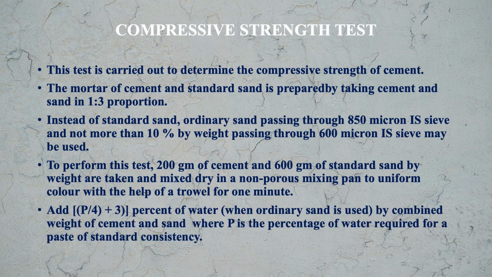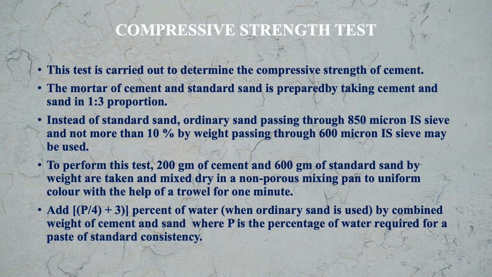Now add water. How much water? P by 4 plus 3% of water. P is the percentage of water for standard consistency. And this much of water when you are using a standard sand, by combined weight of cement and sand here.